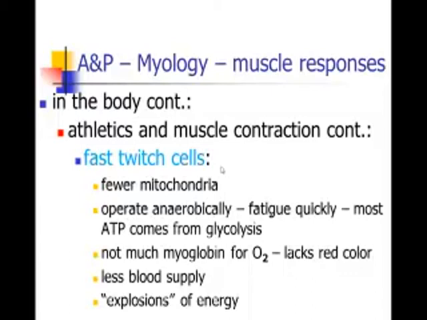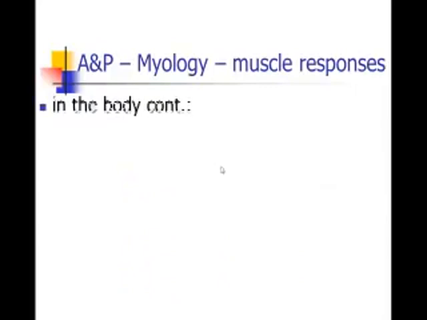But they are very good when you need an explosion of energy. Like, for example, if you're serving a tennis ball and you need to generate a whole bunch of energy real quickly, or if you're throwing a baseball. But something that's not going to be carried on for long periods of time.